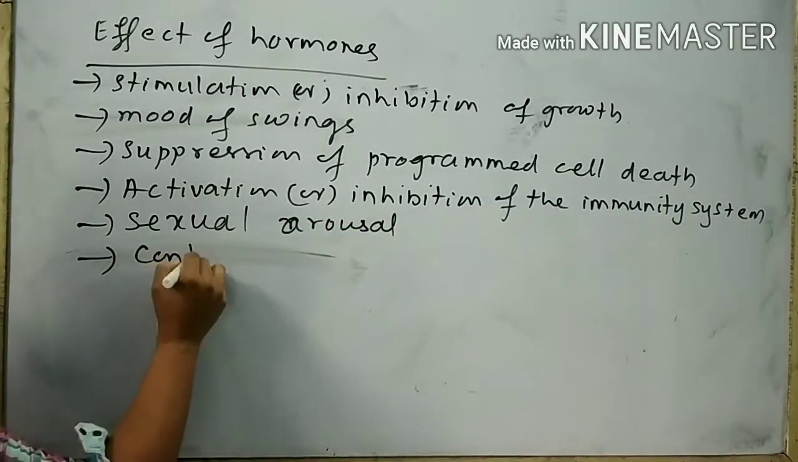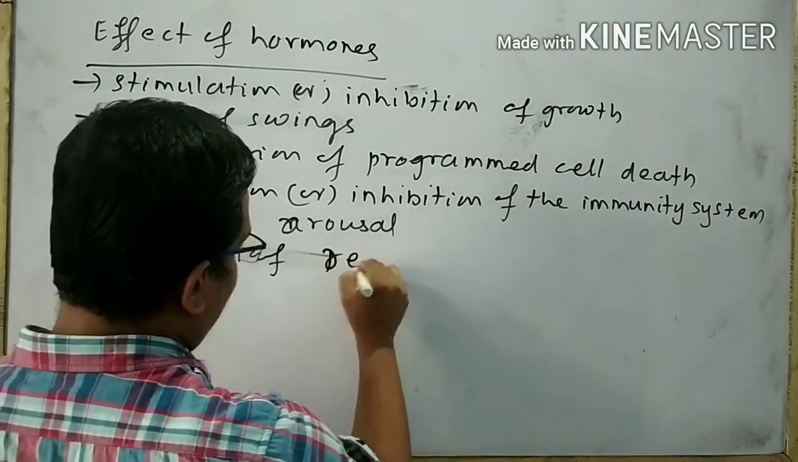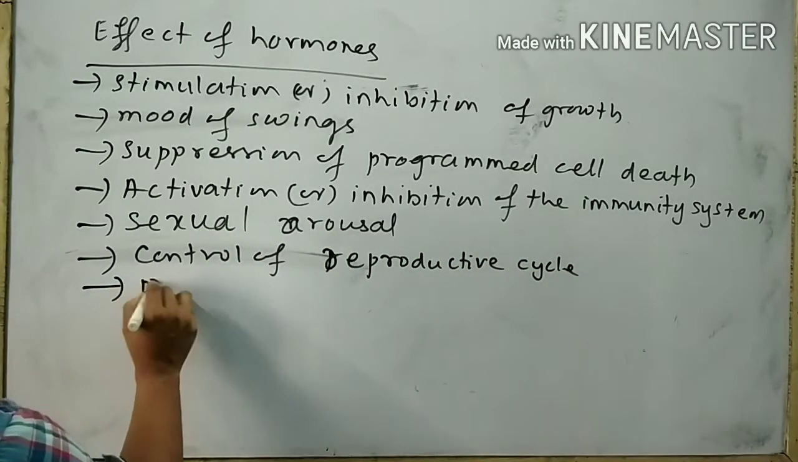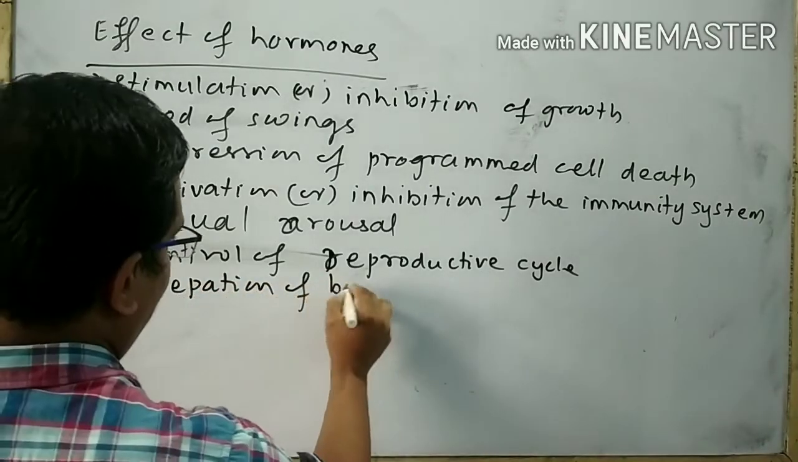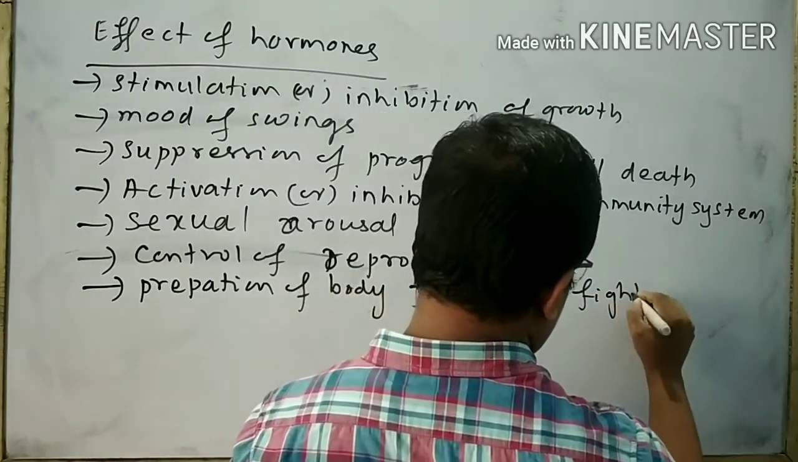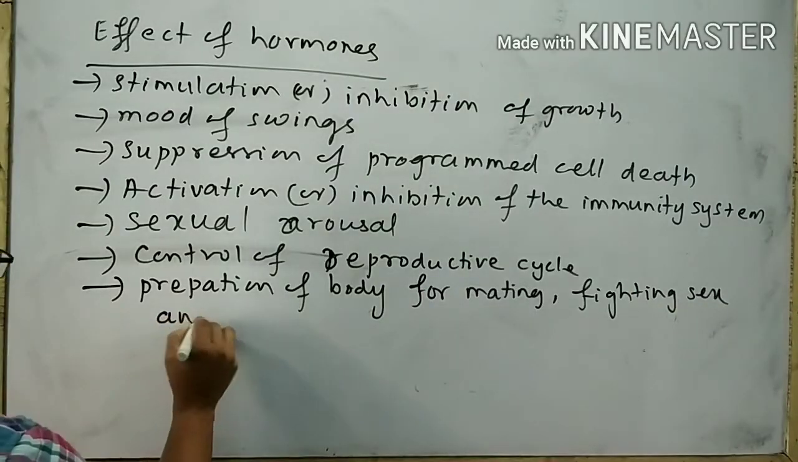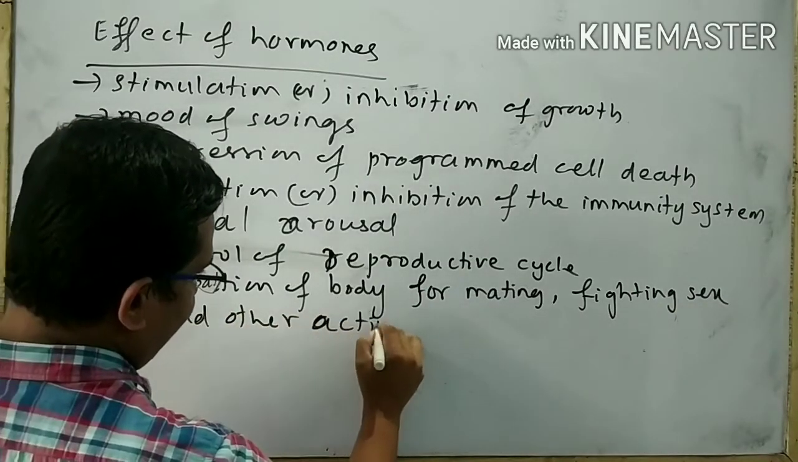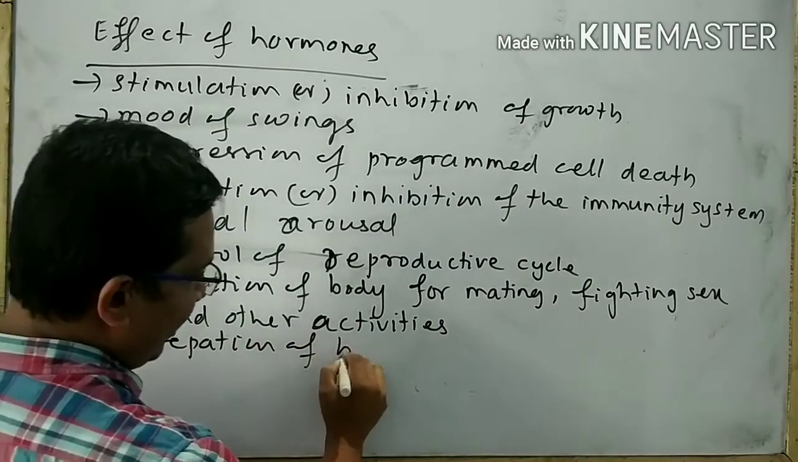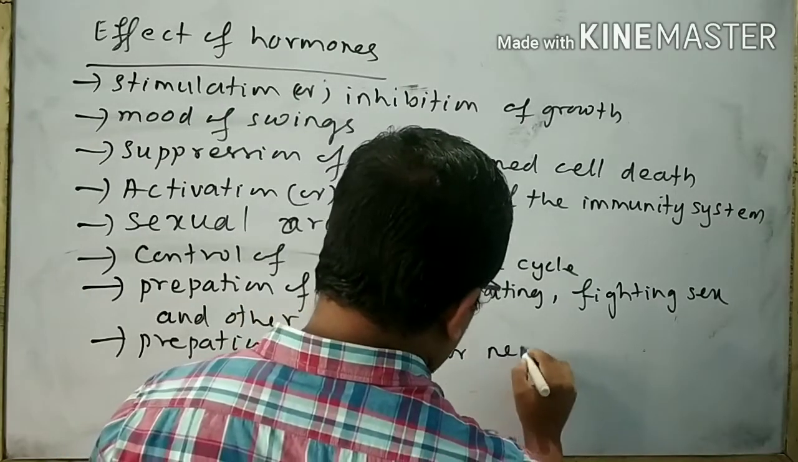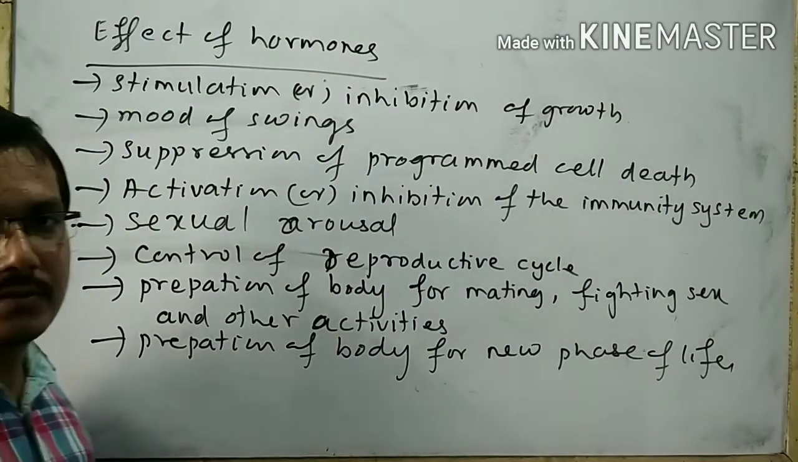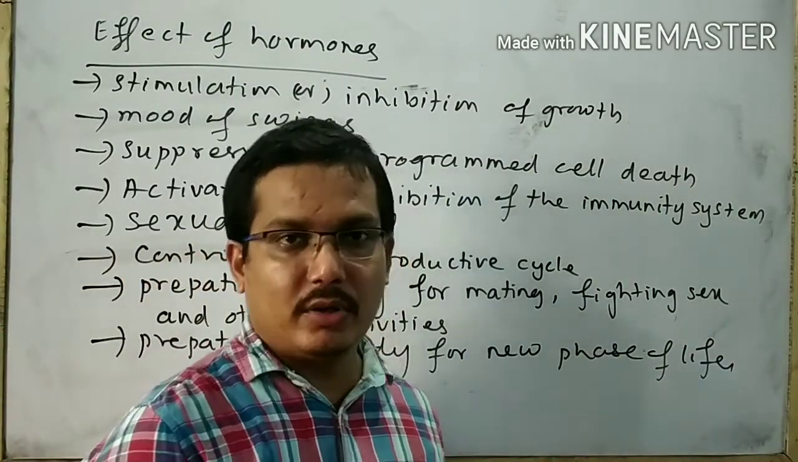Next effect is your control of reproductive cycle. Next is your preparation of body for mating, fighting, sex and other activities. Next is your preparation of body for new phase of life. These are the effects of hormones. Finally, this is all about your biomolecule chapter.